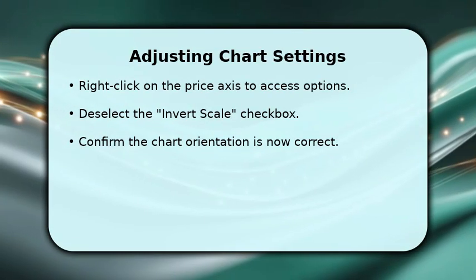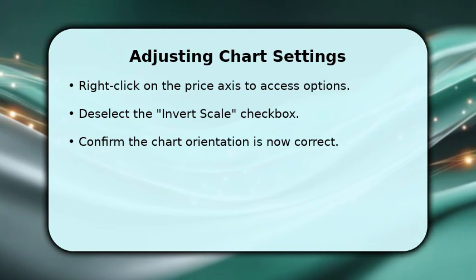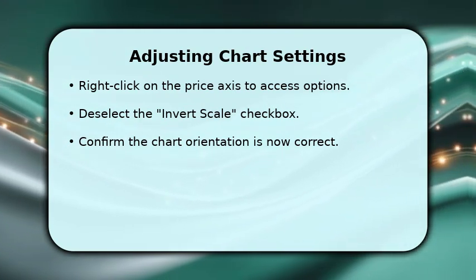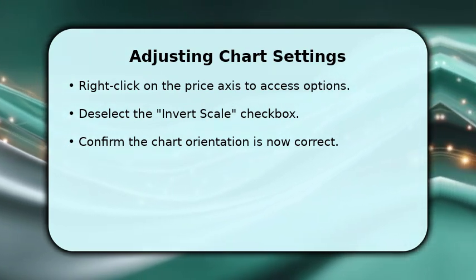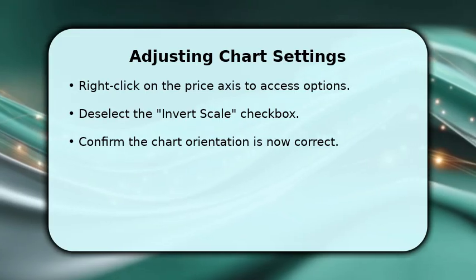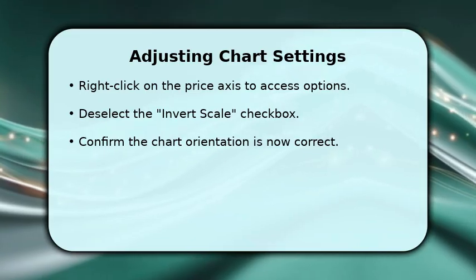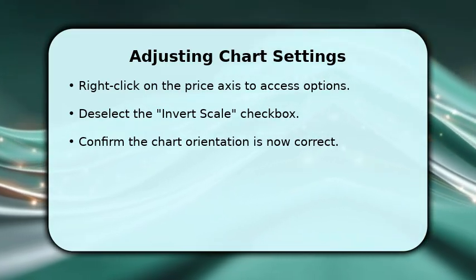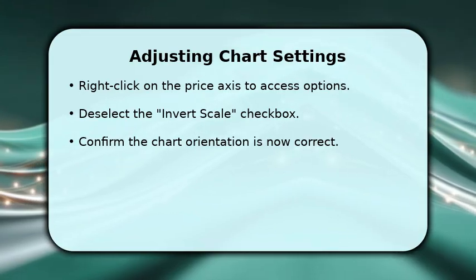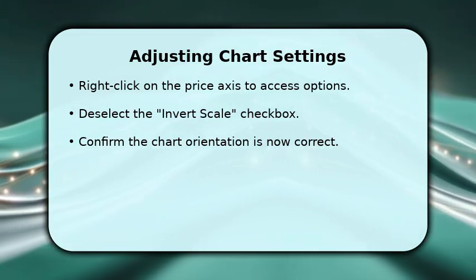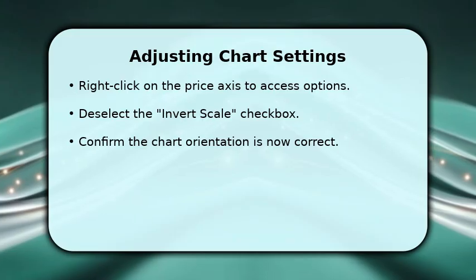The most common fix involves a simple setting adjustment. Right-click directly on the price axis, usually on the right side of your chart. A menu will appear. Look for the Invert Scale option and make sure it is unchecked. Once deselected, your chart should immediately revert to its normal, upright orientation. This usually solves the problem quickly.